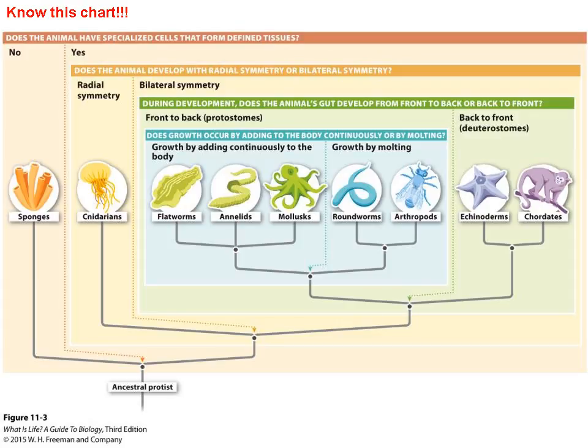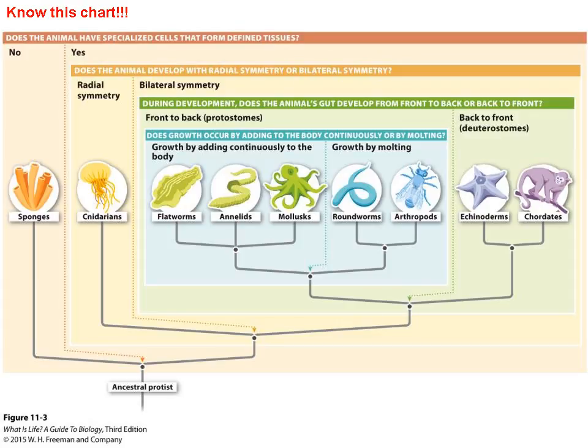In contrast, organisms with bilateral symmetry, such as humans, cows, scorpions, etc., have a left and right side that are mirror images. So these animals can move adeptly, searching for food and avoiding predators. Okay, so we've gotten sponges and cnidarians out of the way with those first 2 questions. Question 3, during development, does the animal's gut develop from front to back or back to front?